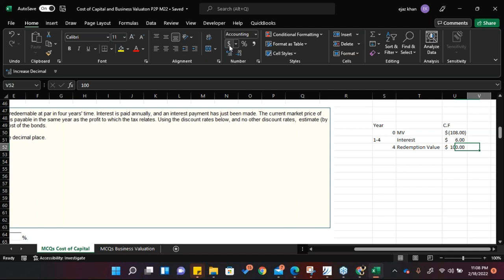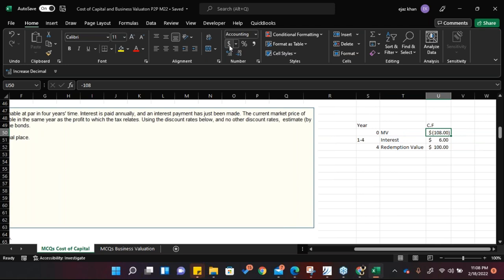But from a company's perspective, that will be an inflow because company will be getting this cash flow once it will be issuing this debt. So for the time being, we are looking at from an investor's perspective. So this is what the investor is going to invest, and this is what the investor is going to get for 4 years. And after 4 years, the investor will also get this $100 amount.